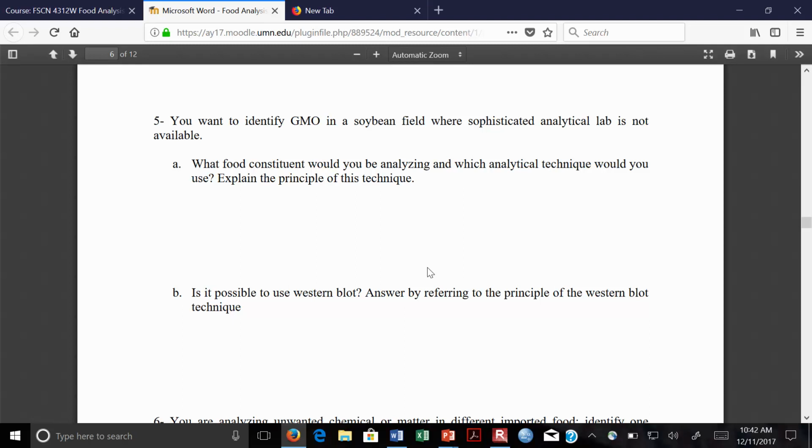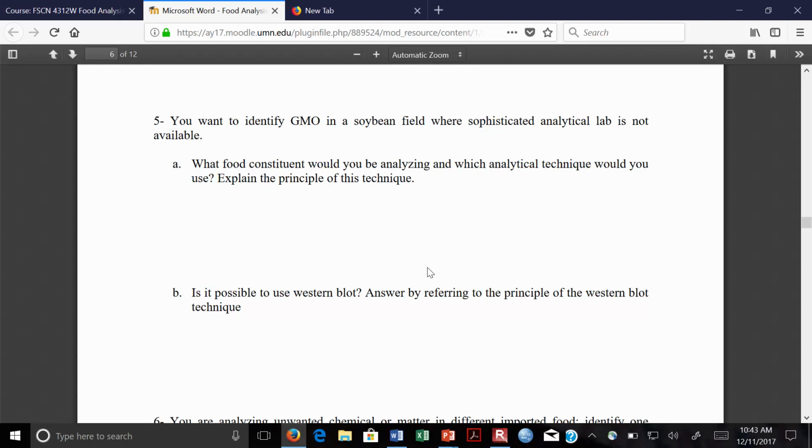And in class we'll also go over Western blot, and it's not possible to do Western blot in the field just because it is a highly sophisticated method that requires elaborate technique and a lab. And then we'll go over the principle of it in class, so you would explain its principle here.